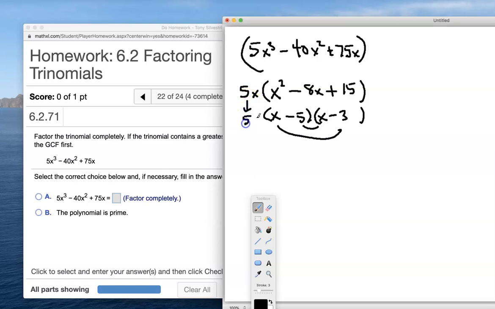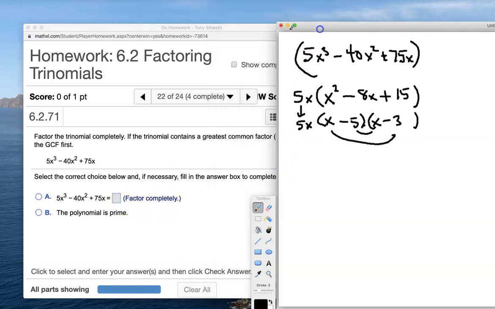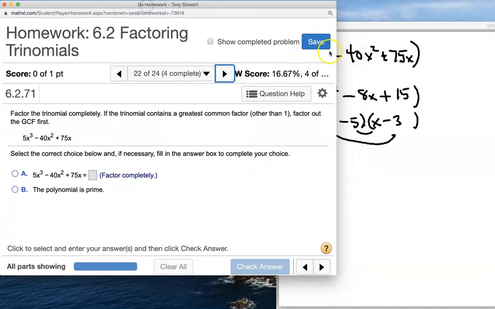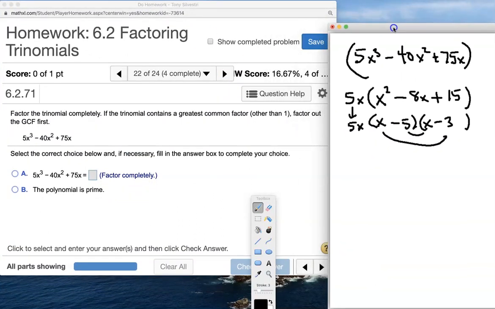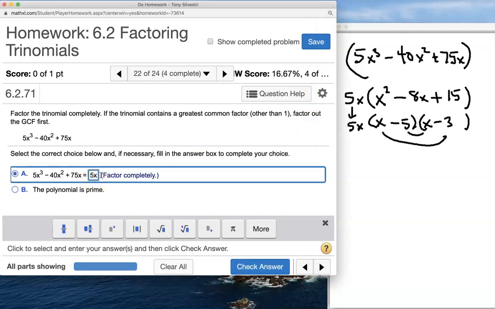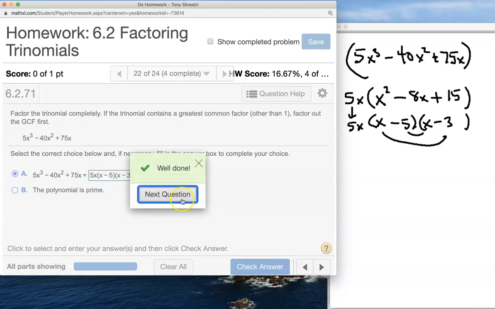So don't forget, when you enter the answer, to put down the thing that you pulled out originally, the greatest common factor. So what I'm going to do is move this to the side, put this up here so that I can have a little more real estate. Okay, so I'm going to punch in 5x, parentheses, x minus 5, x minus 3. Check my answer. Well done.